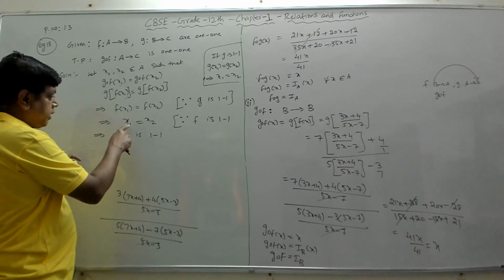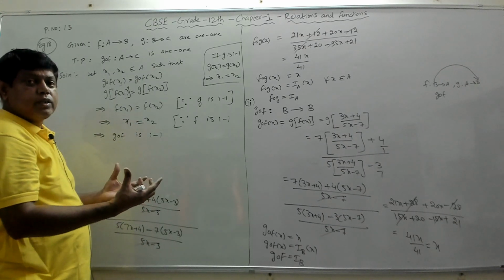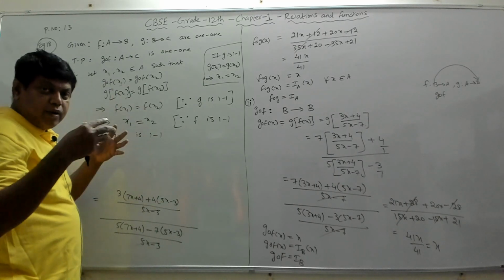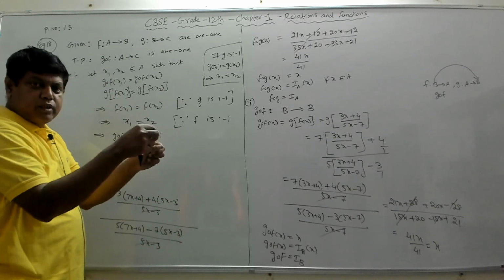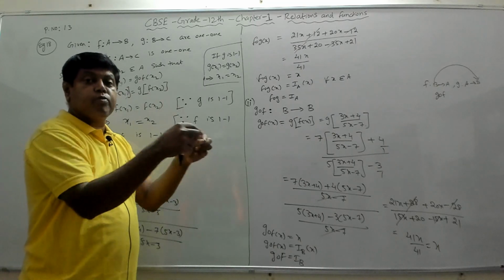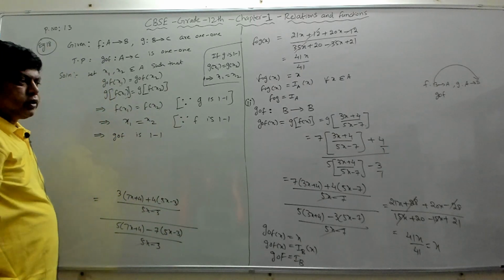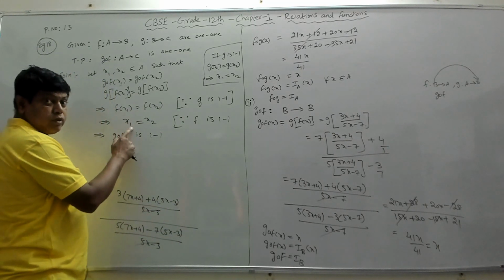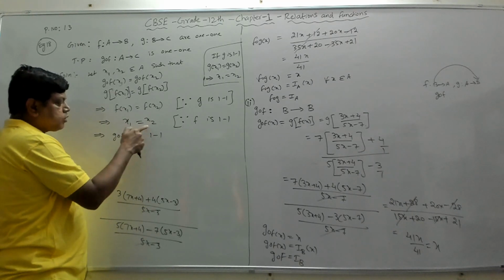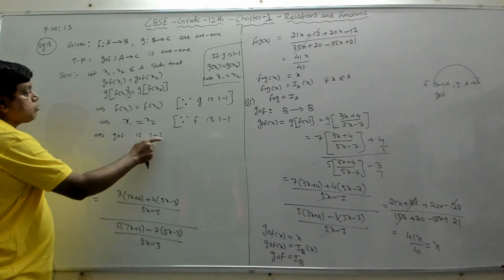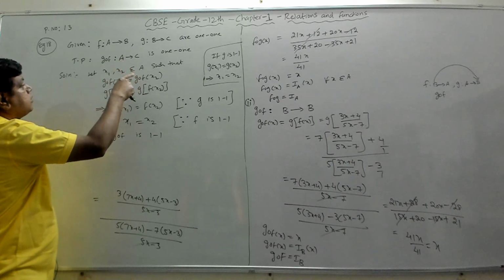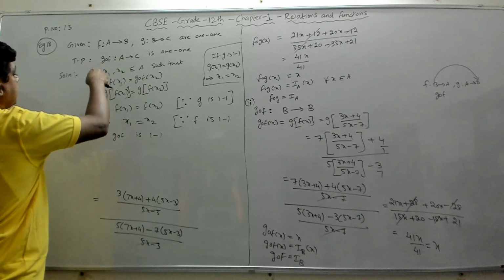So if we get x1 not equal to x2, which means two different elements have the same image. When two elements go to the same image, it becomes a many to one function. It's not a 1 to 1 function, right? That we get when x1 is not equal to x2, but here we got x1 equal to x2. Therefore, this implies g of f is 1 to 1. So we proved that the g of f function is 1 to 1.